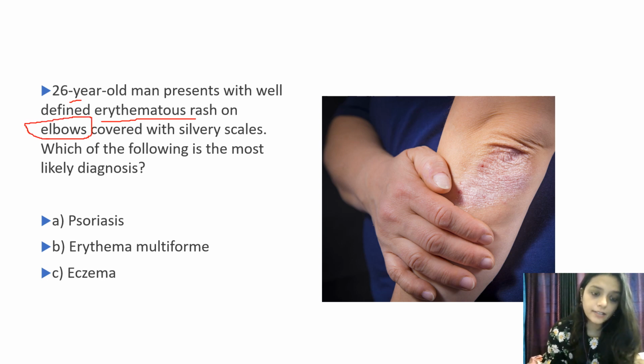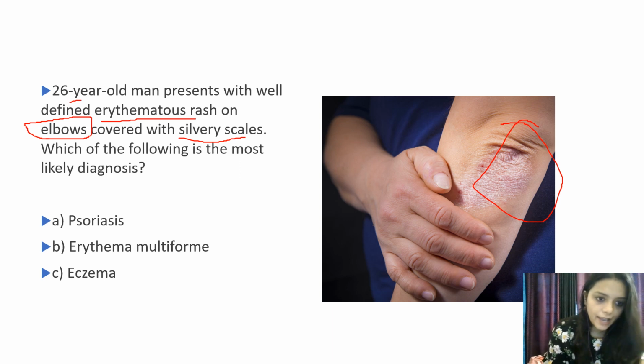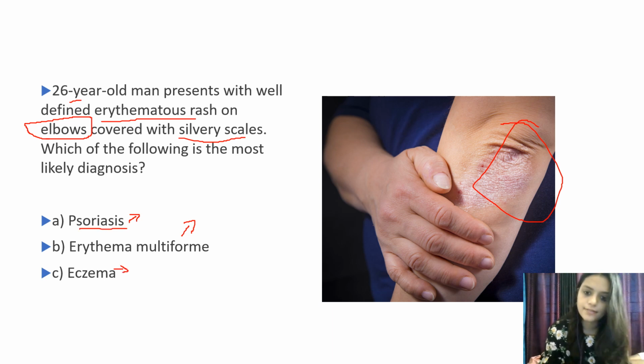Again, it is covered with silvery scales, and they have given this picture. So we have three options. Before that, we can discuss each option because the question can differ in your exams. We can start with the first topic, psoriasis. Psoriasis comes under a scaly disorder. Scaly disorder means the patient will have some scaly lesion, and usually it will be itchy.